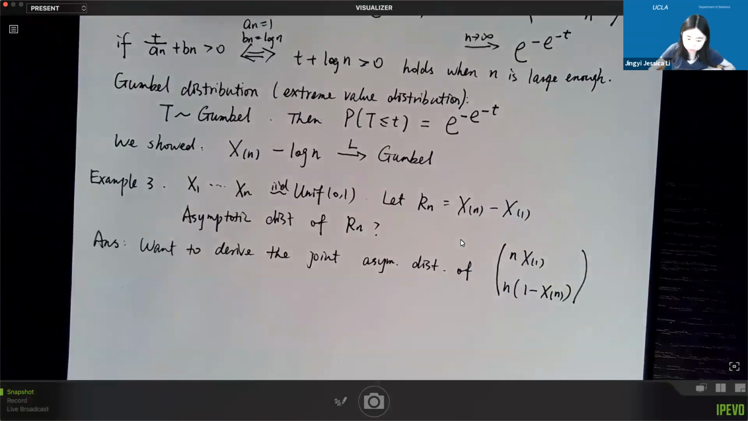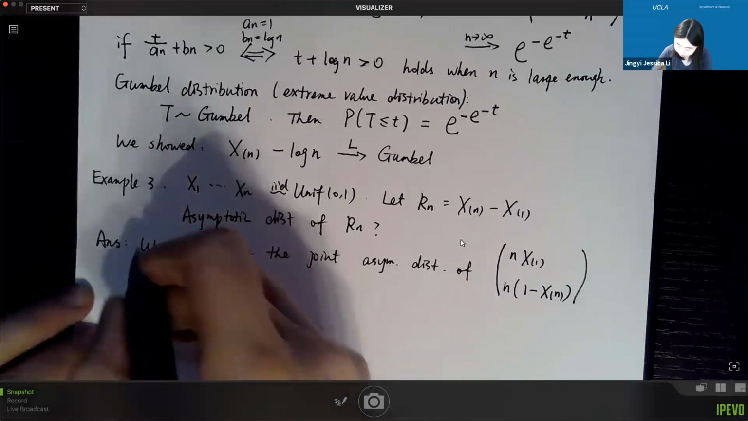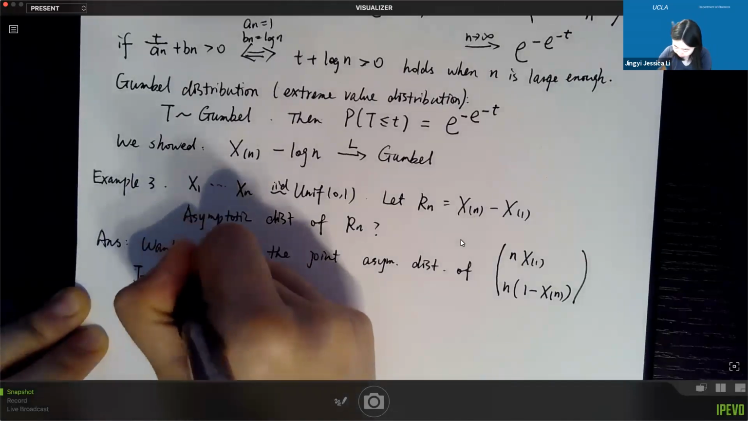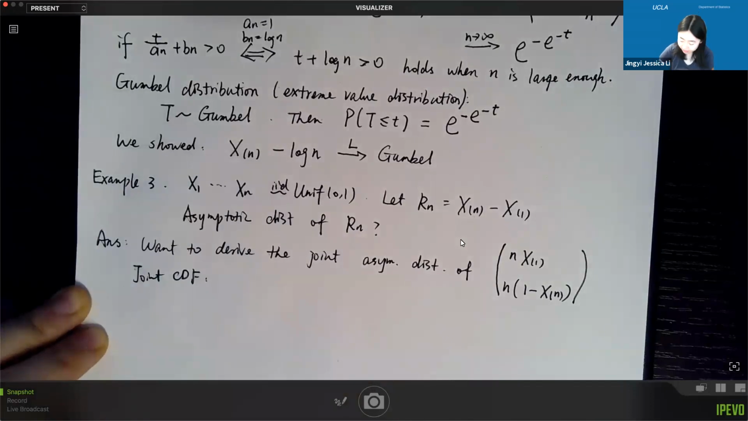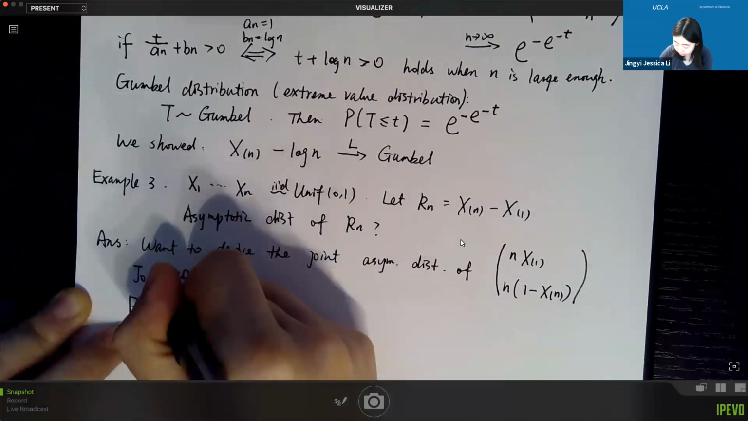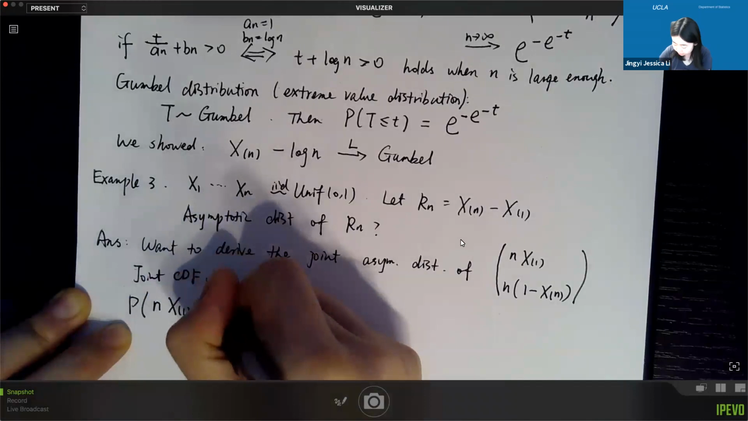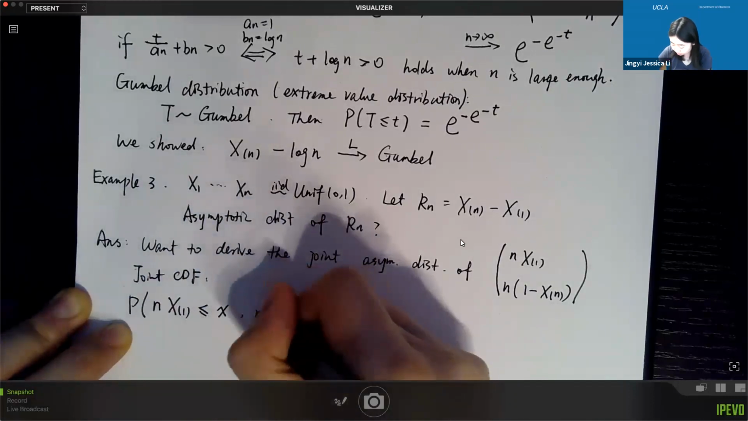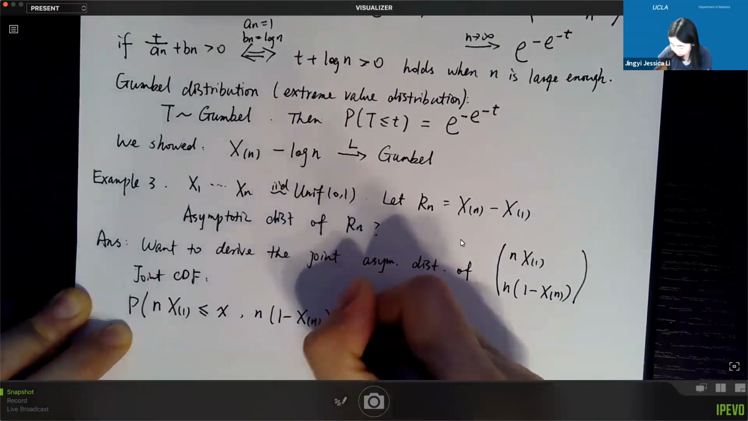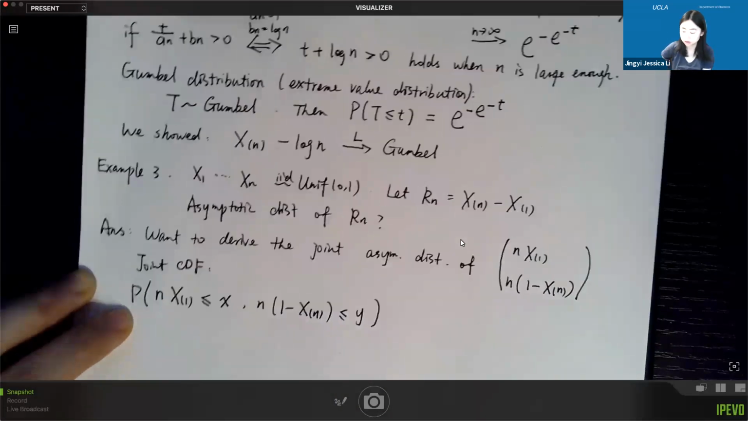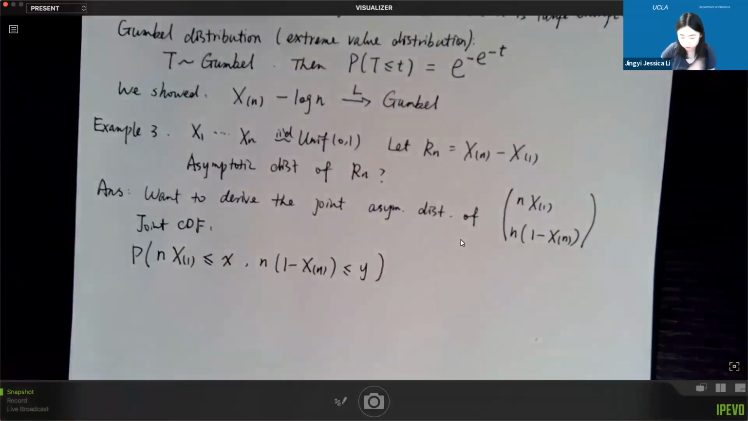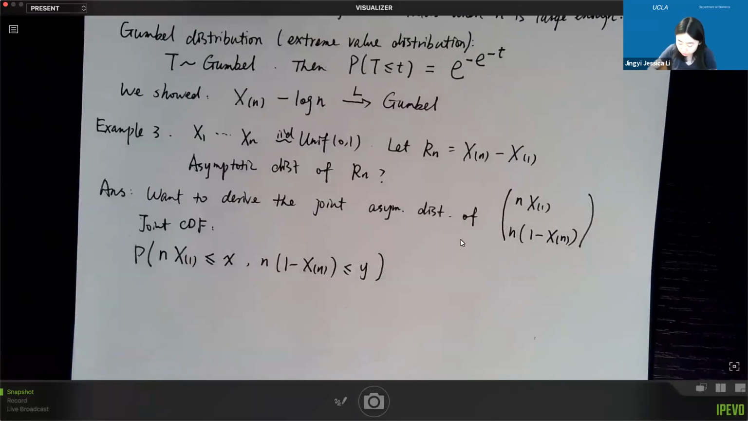So for their joint distribution, we actually can get their joint CDF. Okay, so the joint CDF is defined as the probability of n x1 less or equal than x and n times 1 minus xn less or equal than y. This is what we call a joint CDF for a two-dimensional distribution. But this is not easy to work with.